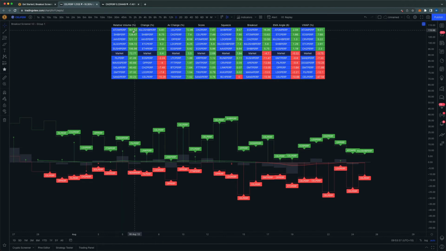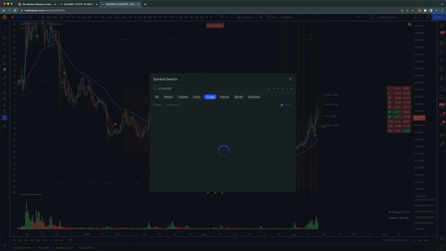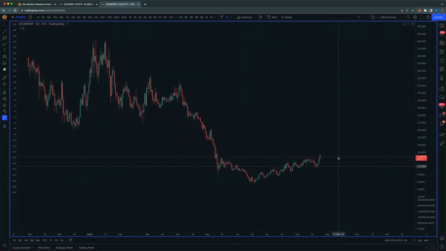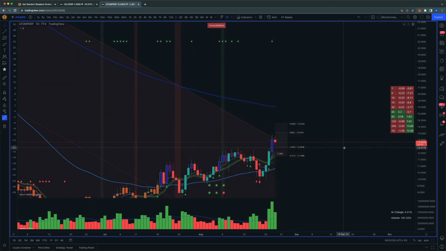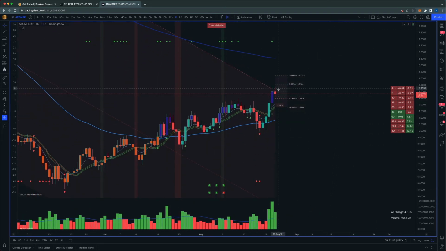It had great relative volume, the best, 160%, but it hasn't had a huge effect here. It's not showing up in the top five or bottom five in terms of percent change. So let's have a quick look at that. Atom. Now, as we can see, with these wicks, Atom did actually have a decent move. So from bottom to top here, we can see we've had a move of approximately 6%. However, it has closed with quite a small 1% move.